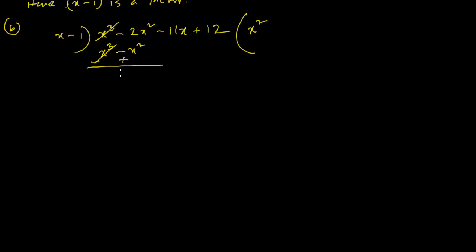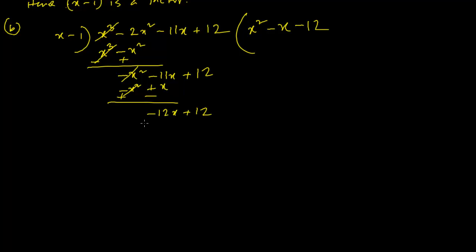So now the sign of x squared is plus. So plus x squared minus 2x squared is minus x squared, minus 11x plus 12. Now we can write minus x. So x into minus x is minus x squared. Minus 1 into minus x is plus x. So sign change. This cancels off and this becomes minus 12x plus 12. So if you write minus 12, x into minus 12 is minus 12x. Minus 1 into minus 12 is plus 12. We change the sign and this cancels off.